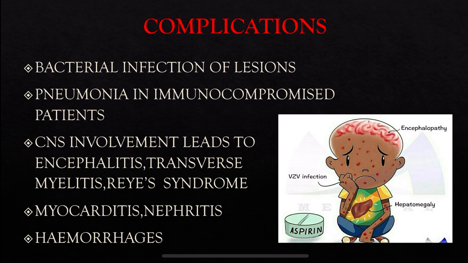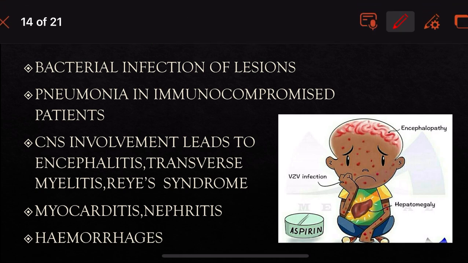So the heart is getting affected. There is inflammation of the myocardium. With nephritis, the kidney involvement is there. And they'll also have hemorrhages, the bleeding. Clear? The complications are clear.